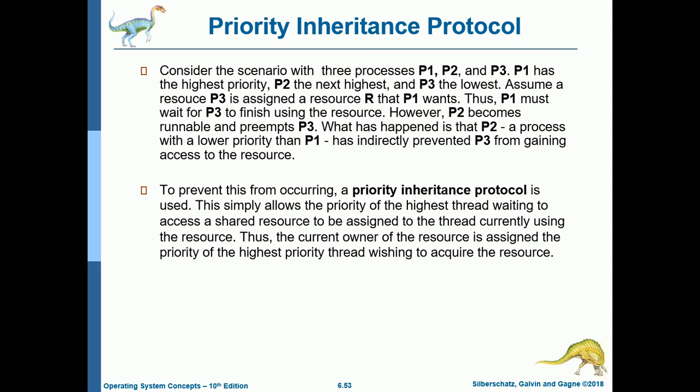However, P sub 2 becomes runnable and preempts P sub 3. What has happened is that P sub 2, a process with a lower priority than P sub 1, has indirectly prevented P sub 1 from gaining access to the resource. So to prevent this from occurring, a priority inheritance protocol is used. This simply allows the priority of the highest priority thread waiting to access a shared resource to be assigned to the thread currently using the resource. Thus, the current owner of the resource is assigned the priority of the highest priority thread wishing to acquire the resource.